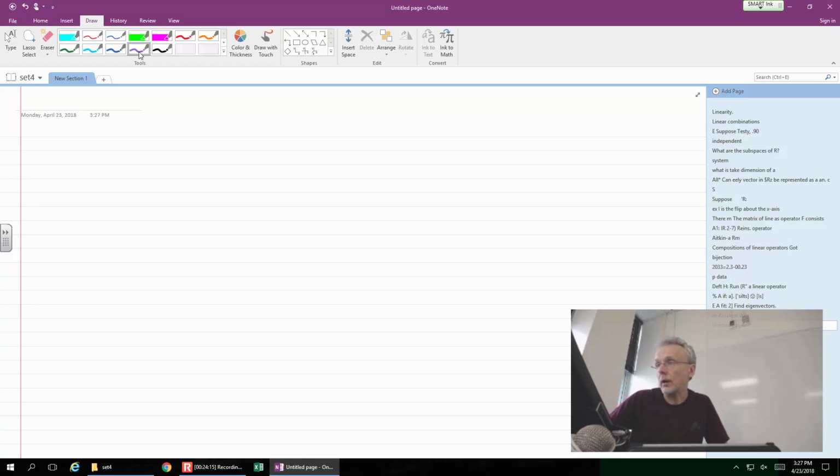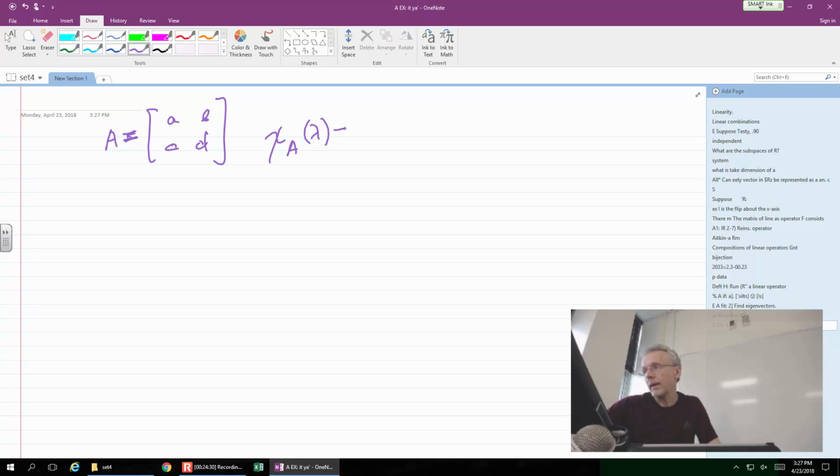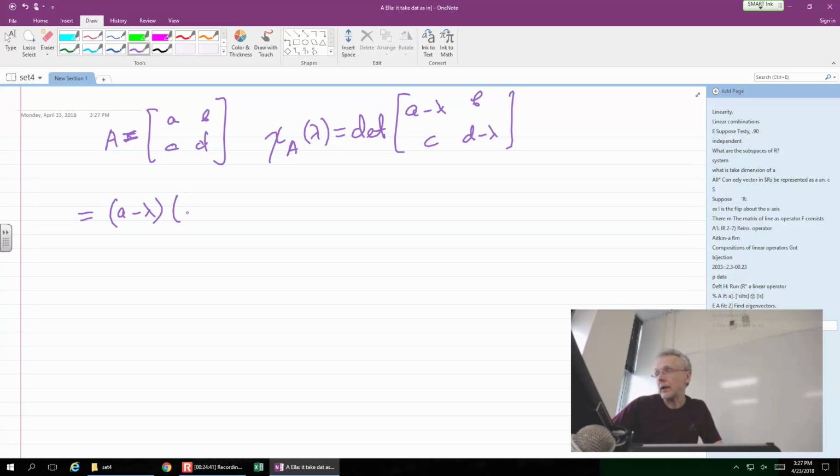Okay, so we have A, B, C, D as our matrix. And then we are looking at its characteristic polynomial as the determinant of, once again, A minus lambda, D minus lambda, B and C over here. Which gives me (A minus lambda)(D minus lambda) minus BC. And we can simplify this. That's the good thing about it. So I'll have AD minus D lambda minus A lambda plus lambda squared minus BC.